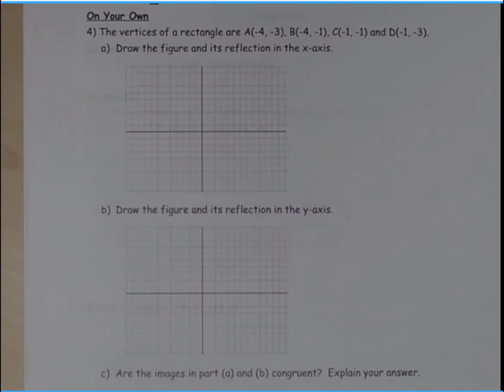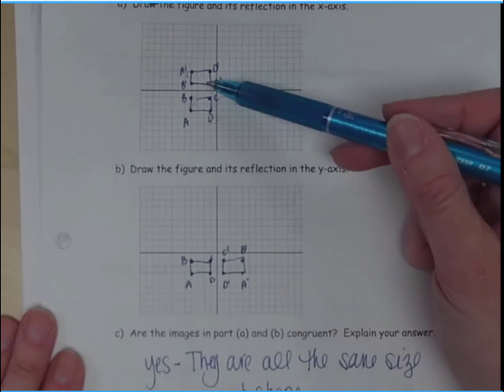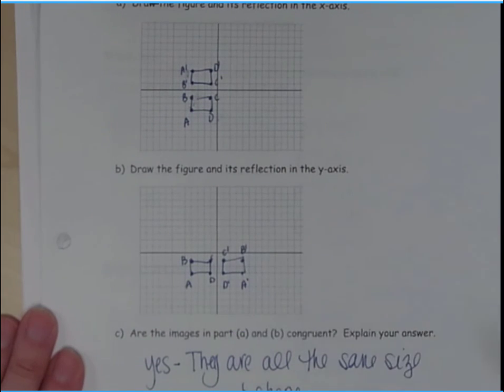All right, go ahead, try on your own 4. Do A, B, and C. Hit pause and play when you're ready to continue. All right, how'd you do? So we've got our reflection in the x, reflection in the y. Are they congruent? Yeah, they're still the same size and shape. Nice job.